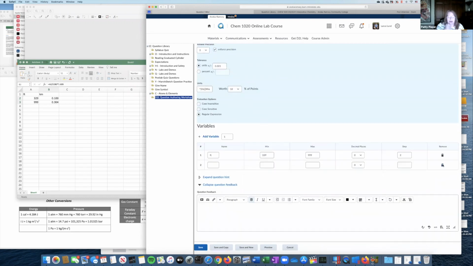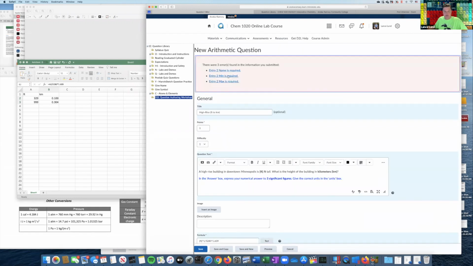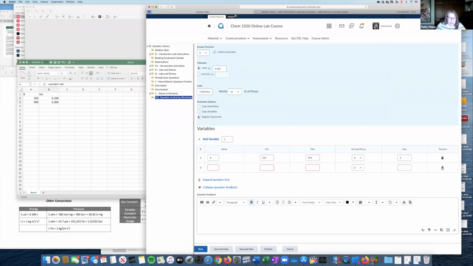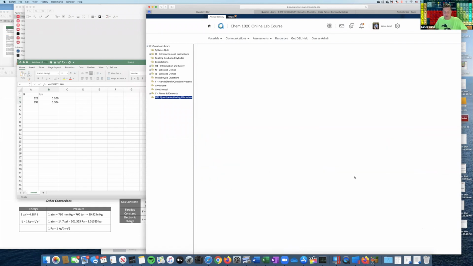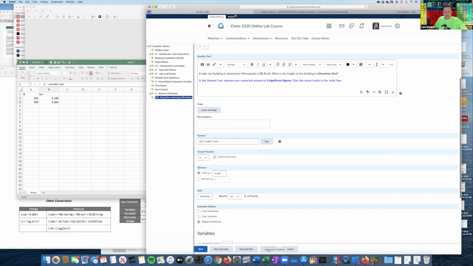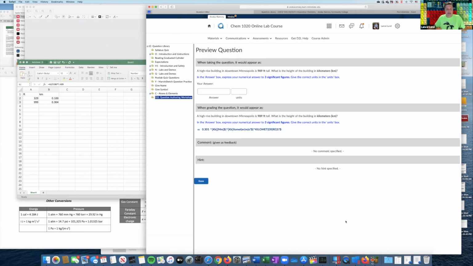Right. In fact, if I were to go ahead and try to preview right now, and you notice that it's empty, I go and preview, it'll say, oh, you have these errors in there. And so just like you asked about, we only have one variable. We need to delete this one here because it's going to look for a second one. At this point now, I can go ahead and preview it. And you'll see then that it's placed one of those randomized values in there. And this is the answer that it would expect.